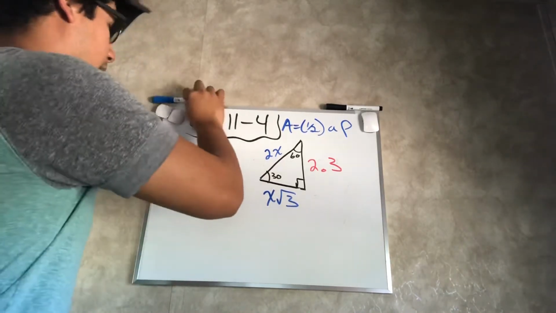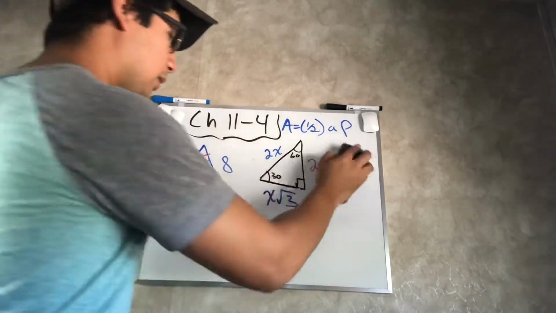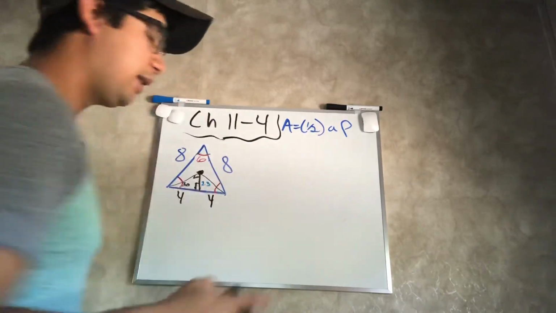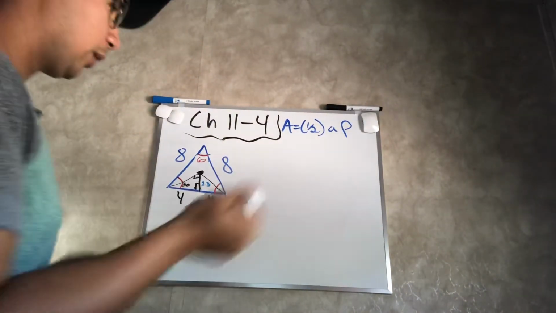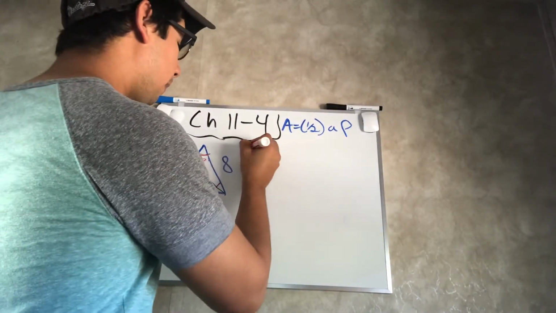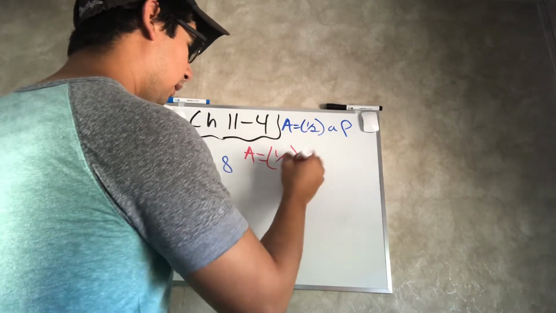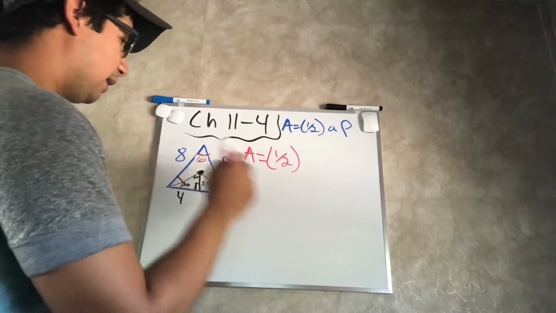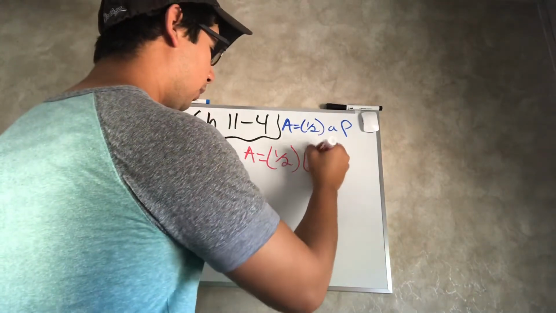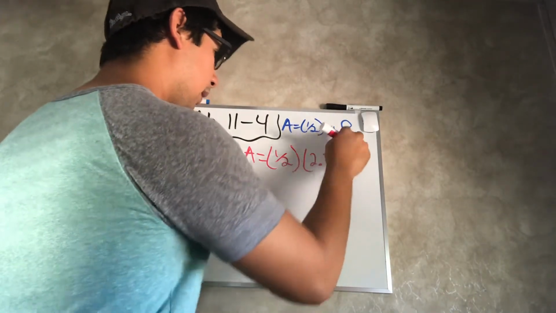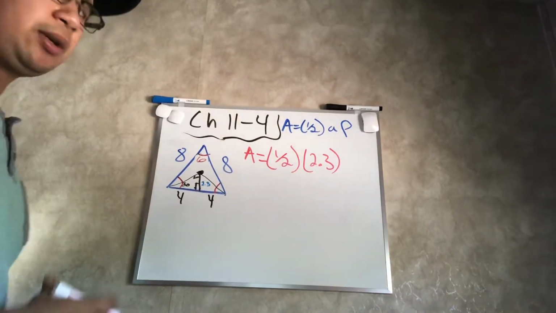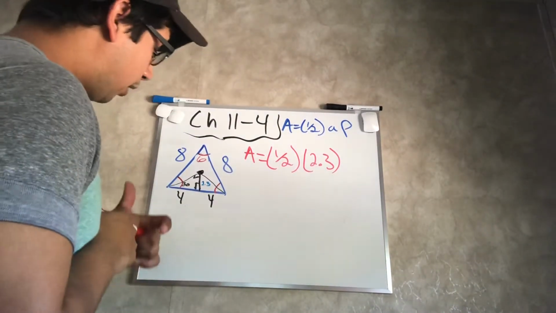Now, all we have to do is find the area. How do we find the area? Well, area equals 1/2 times A. We said our A is 2.3, so times 2.3 times P, which is my perimeter. How do we find perimeter? You add up all the sides.